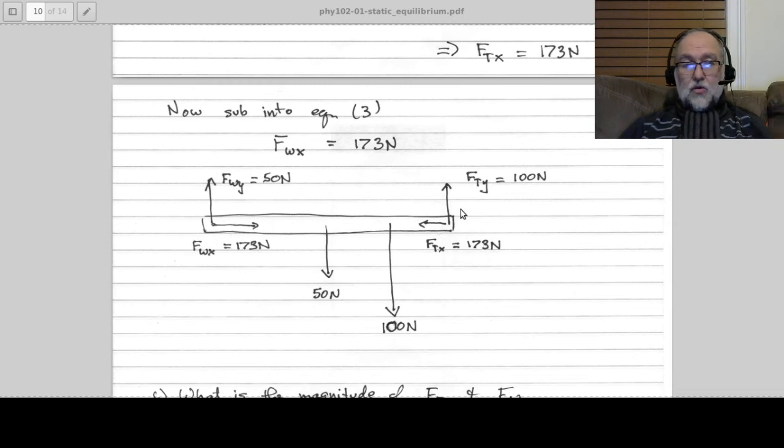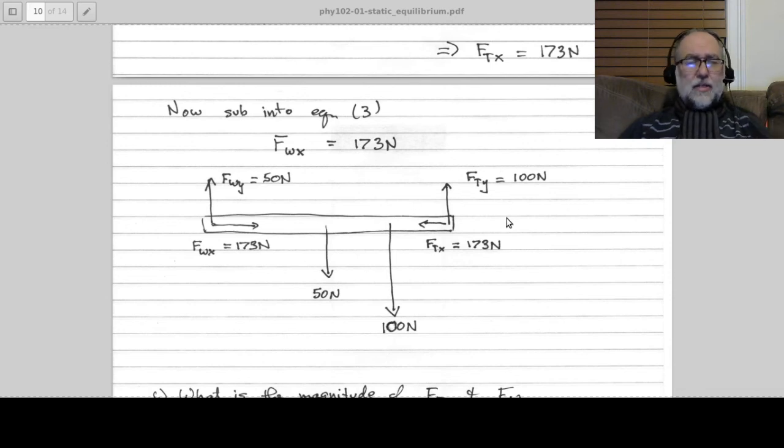What about this one has no torque? What about the torque due to that one? Well, this distance here is 2 meters. 2 meters times 100 is 200 Newton meters. 200 Newton meters counterclockwise balances 200 Newton meters clockwise. Okay, and so the torques work out.